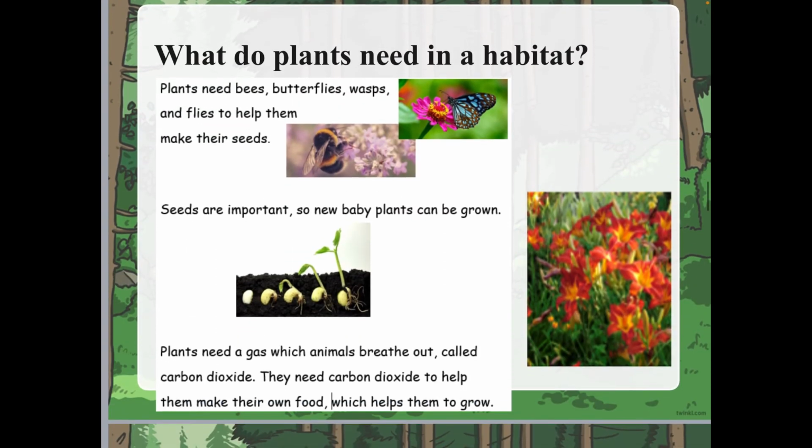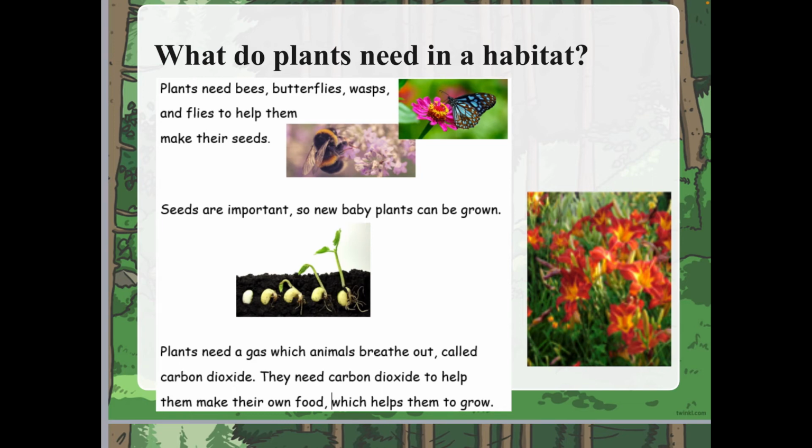The last thing we're going to think about is plants. What do plants need in a habitat in order to survive? Plants need bees, butterflies, wasps, and flies to help them make their seeds. As these insects look for nectar, which is their food, in flowers, they actually help to make the seeds in the plant by spreading pollen about.